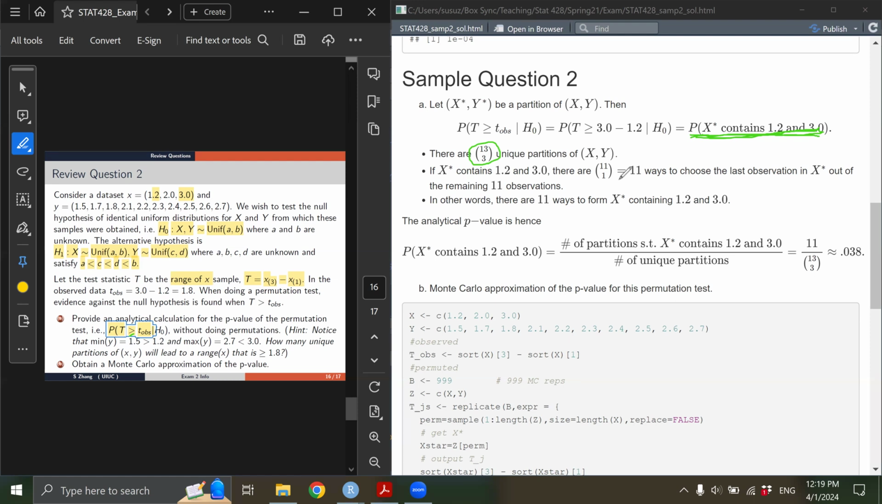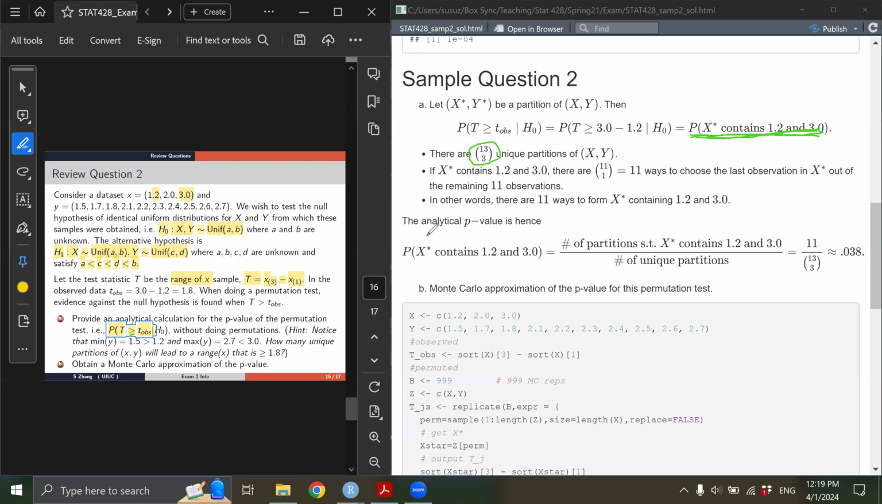So essentially, the remaining element can be any element inside this list other than 1.2 and 3. So there are 11 possibilities, right? It can be 2 or it can be one of these y's over here. So essentially there are 11 ways to choose the last observation inside S star out of the 11 observations. In other words, there are 11 ways to form an X star whose range can be greater than or equal to 1.8. So actually all 11 of those partitions X star are going to have a range of exactly 1.8.